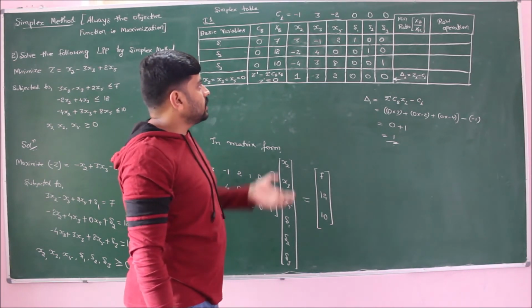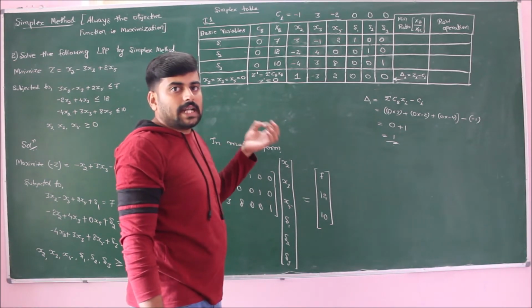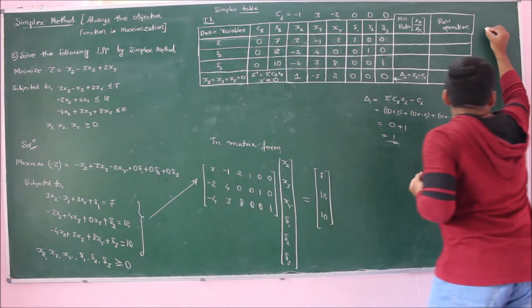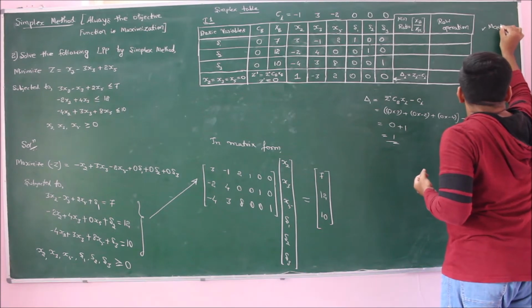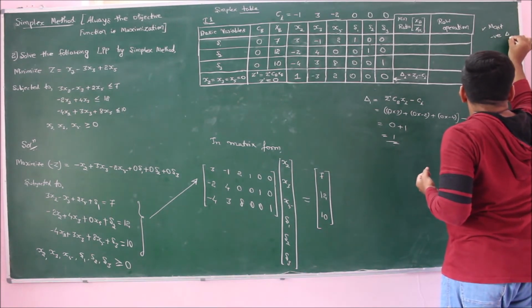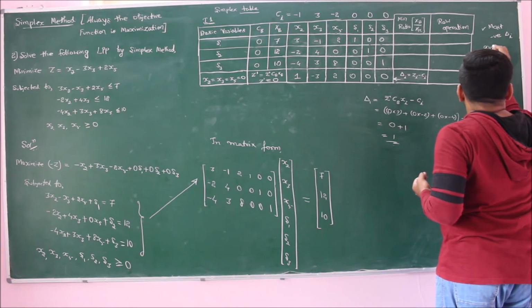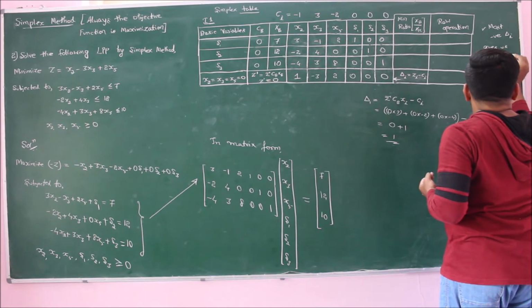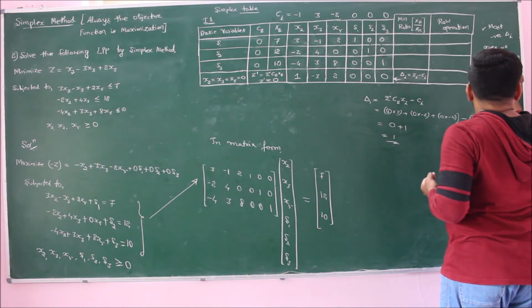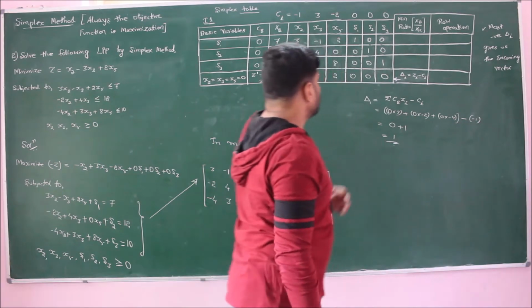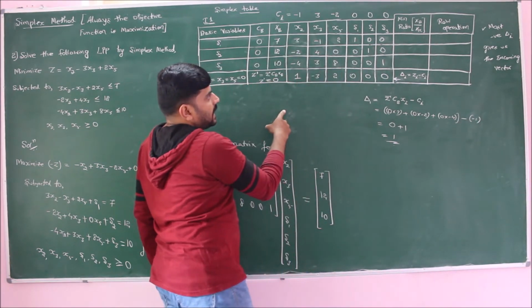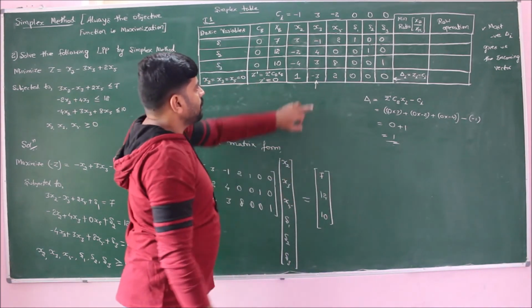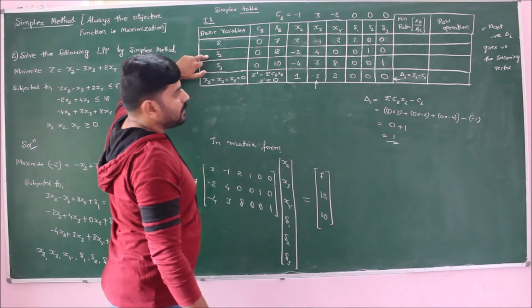Now we already know that the most negative value of delta i will give us the incoming vector. Here the most negative of delta i is minus 3. We have only one negative. So therefore x3 will enter the basic variable.